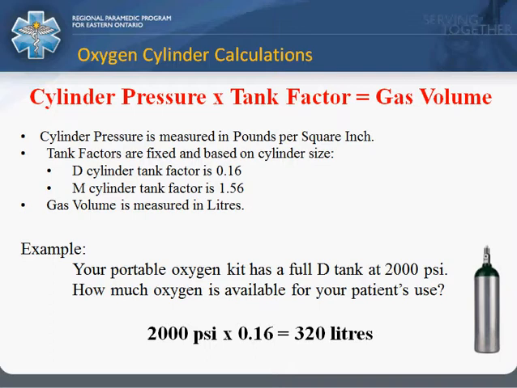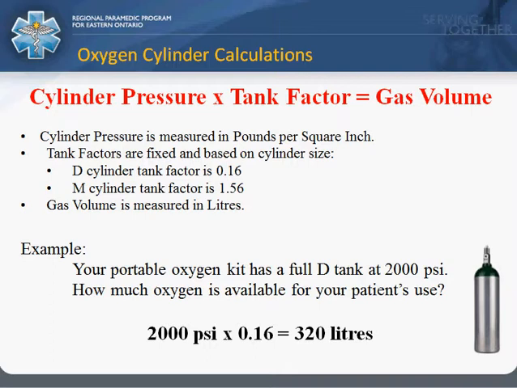So let's look at our example. You have a portable oxygen kit with a full D tank at 2,000 pounds. Hey, that's how I like to find my D tanks when I come into work in the morning. How much oxygen is available in that D tank with 2,000 pounds for your patient's use? So let's use our formula. 2,000 pounds times 0.16 as a tank factor equals 320 liters. That sounds like a lot of oxygen.